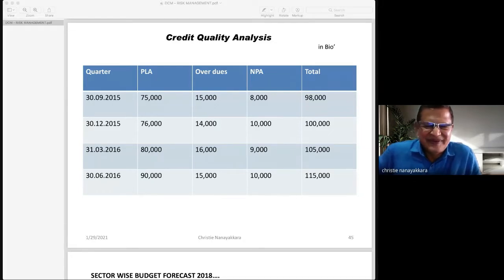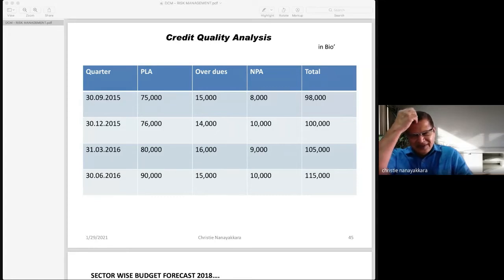Right, that is about the Basel 1, 2, 3 and the concept. Now we go into concentration risk measurement. Banks actually analyze concentration by credit quality.